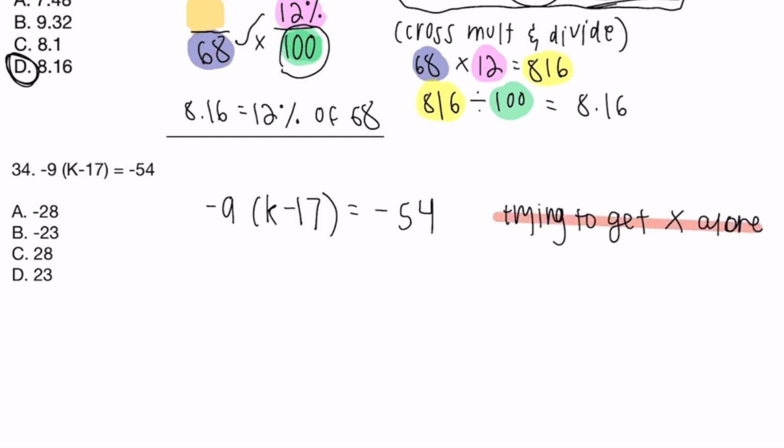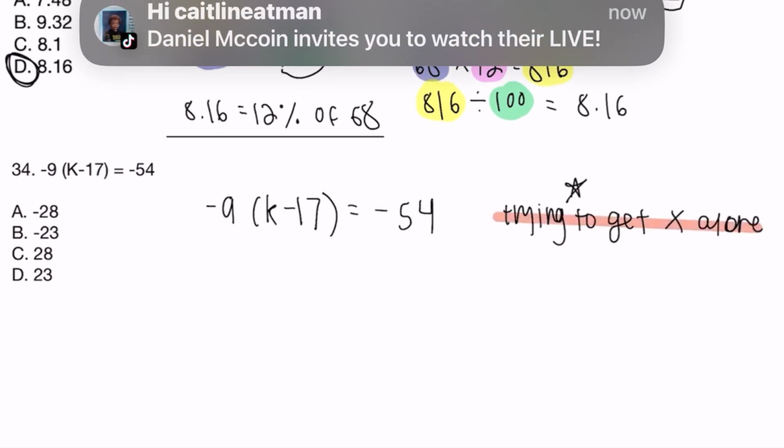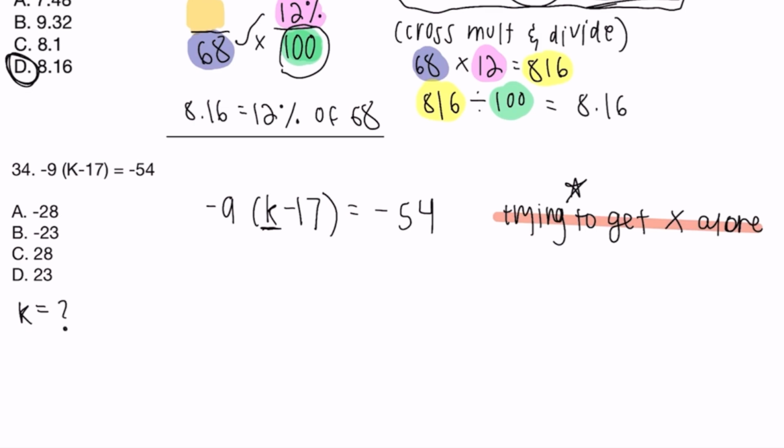But this is really important to know going into an equation like this. Since I'm trying to get this number alone, I want to find out what k equals. So I need this alone because somehow this k is going to equal this negative 54. What I do to one side, I always have to do to both sides. So I'm going to get rid of this negative 9. Since it's multiplying, I'm going to divide to get rid of it.